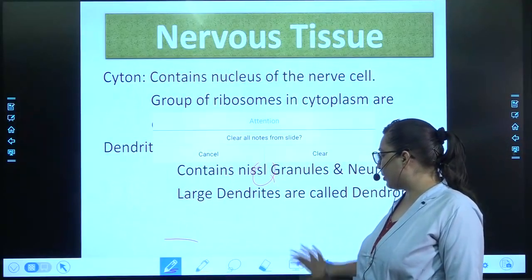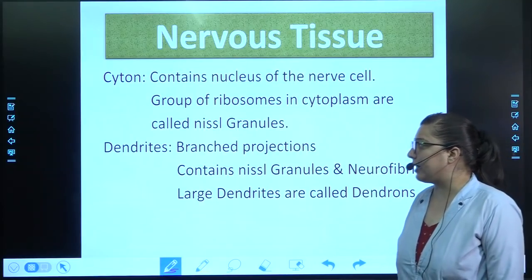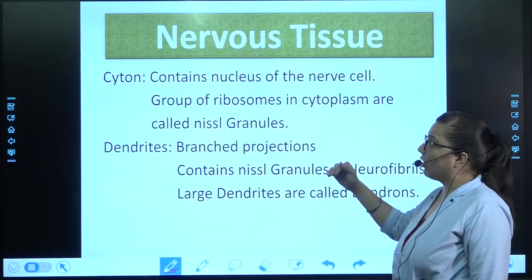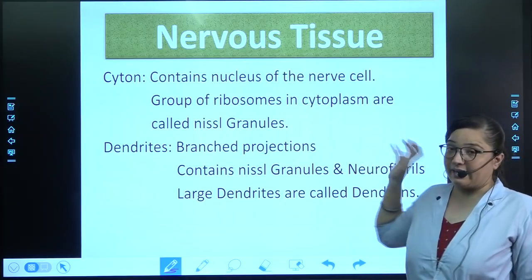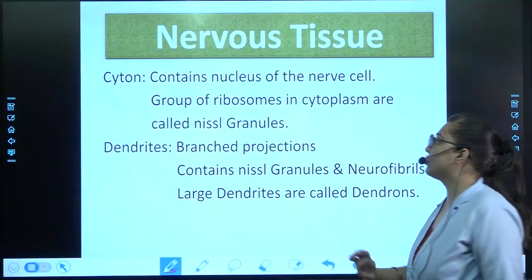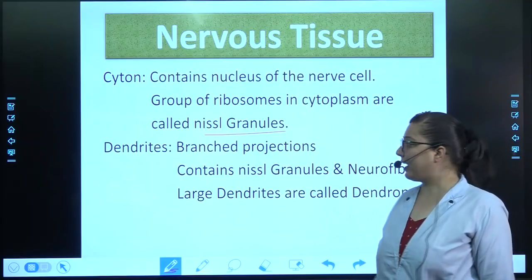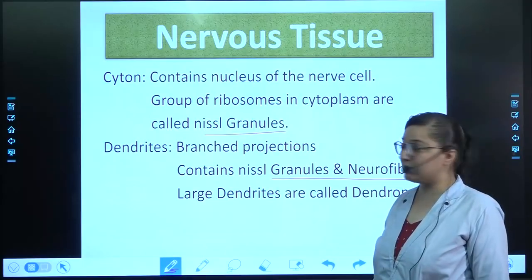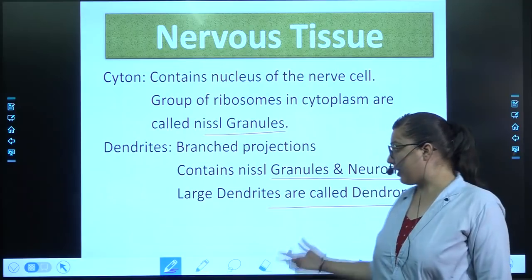Then next important point about the nerve cells. What does it contain? It contains cyton and dendrites. Then what is the function of the cyton? It contains the nucleus of the nerve cell. Again, inside the cyton there is a group of ribosomes which is called Nissl granules. The dendrites are the branch projections. What do they contain? Nissl granules and neurofibrils. Then there are large dendrites, what are they called? Dendrons.